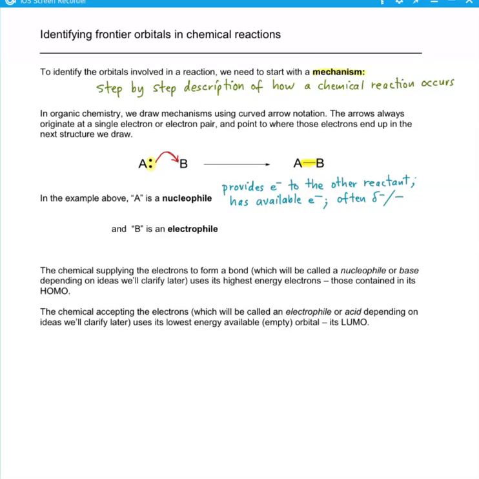B in this example is playing the role of the electrophile. So nucleophiles react with electrophiles. Electrophiles accept electrons from the nucleophile. To do so, the electrophile has to have an empty orbital. And often, but not always, the electrophile will be associated with partial positive charge or positive charge.